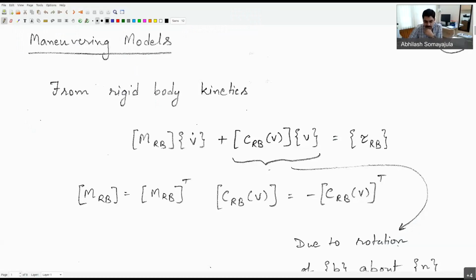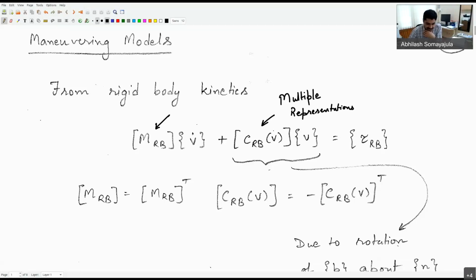So last class we looked at the complete derivation of the rigid body kinetics, and we understood what the implications are, and what the expressions are for these so-called Coriolis matrices and mass matrices. We looked also at the idea that there are multiple representations possible for the CRB matrix.